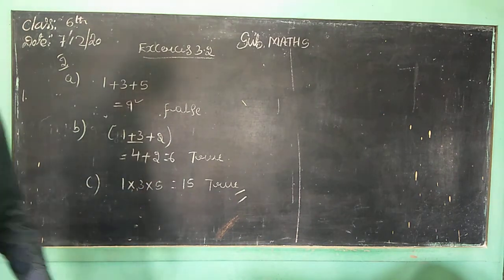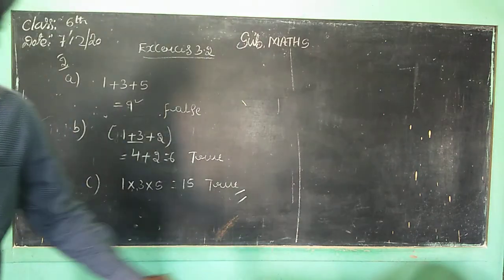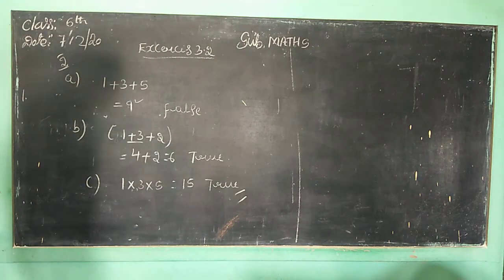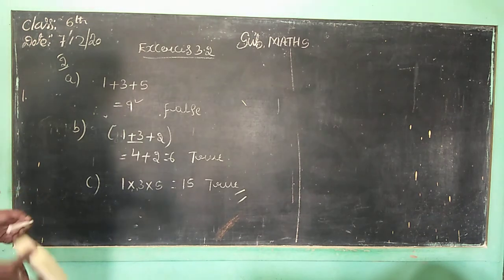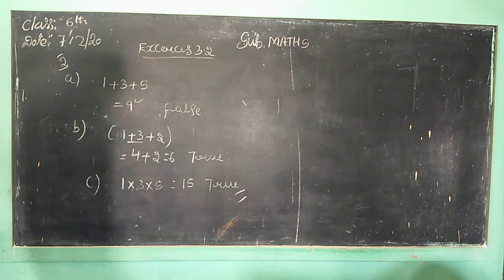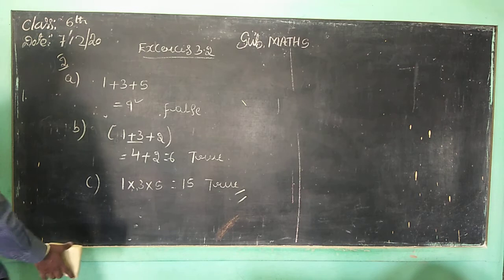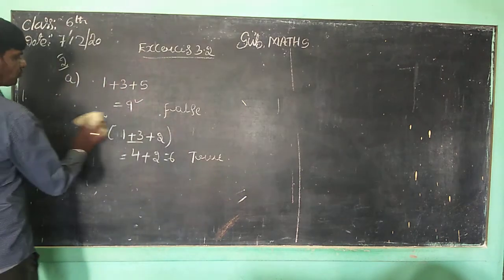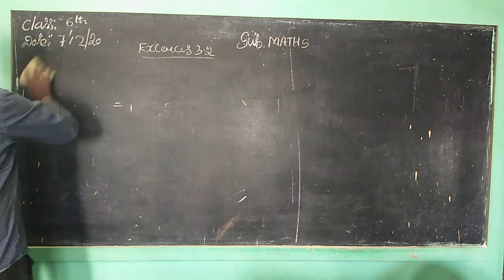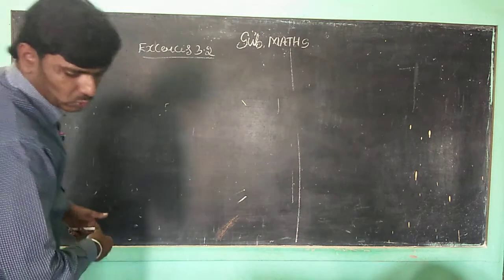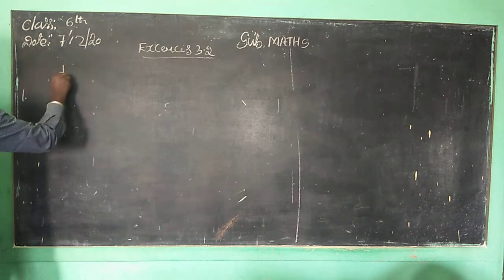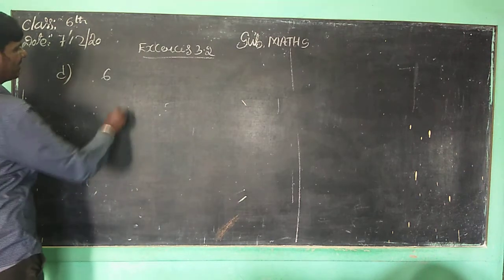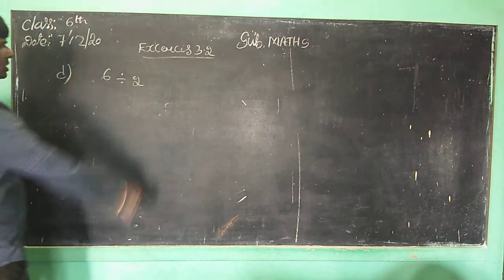So children, next you want to take: if an even number is divided by 2, the quotient is always odd. Okay children, the even number is divided by 2. So if an even number is divided by 2, suppose 6 is an even number, it is divided by 2, the quotient is odd.